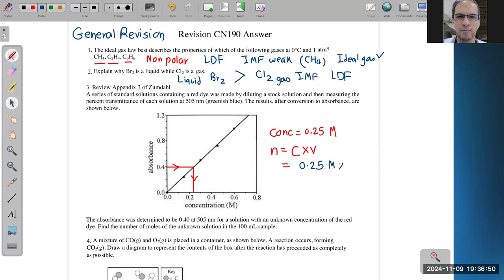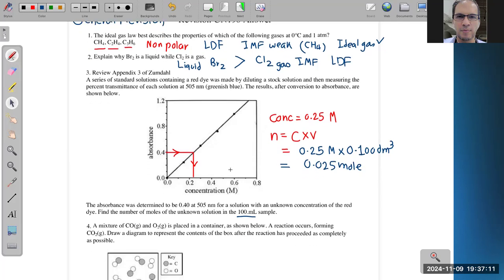So 0.25 molar multiplied by the volume. And what did he say about the volume? The volume is a 100 ml sample, so it will be 0.100 decimeter cube or liter. Then when I multiply this together, I will get 0.025 as the number of moles.